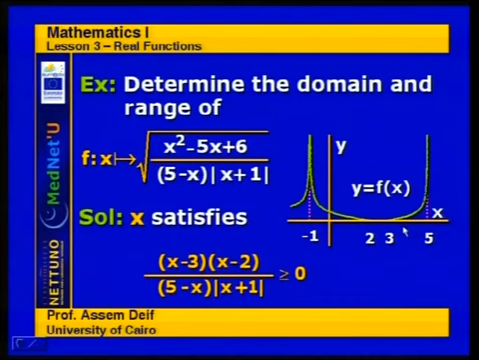from 2 to 3, what's inside the square root is negative. So the function does not exist. You cannot replace x by a value between 2 and 3. And at the same time, for x bigger than 5, you cannot choose x equal to 6 because it doesn't work here.